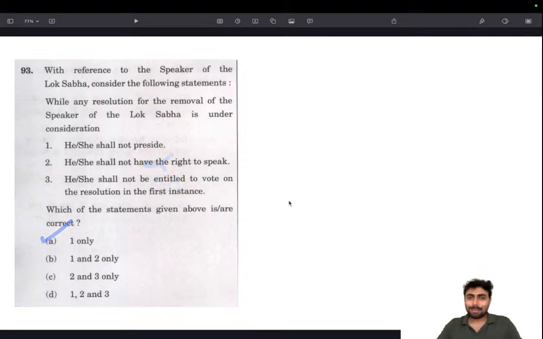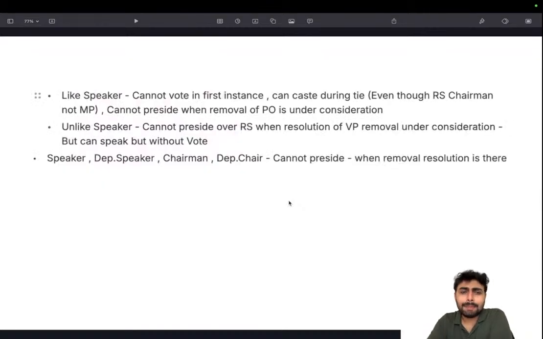This is how the principle of natural justice comes into the picture. You can just connect these topics and actually get to the answer more logically. Like the Speaker, the Vice President cannot vote in the first instance, but can cast a vote during a tie. Then, unlike the Speaker, he cannot preside over the Rajya Sabha when a resolution for the removal of the VP is under consideration. Similarly, for the Speaker, if the removal of the Speaker is under consideration, he or she cannot preside.